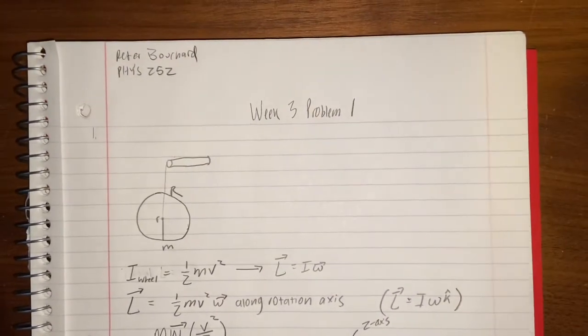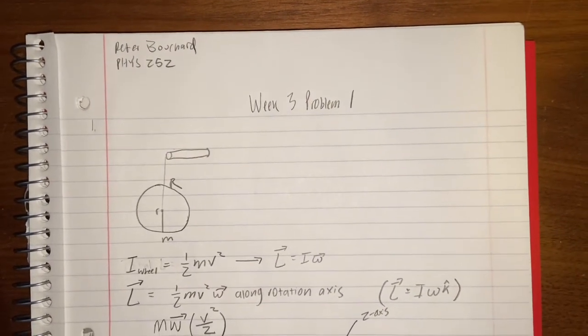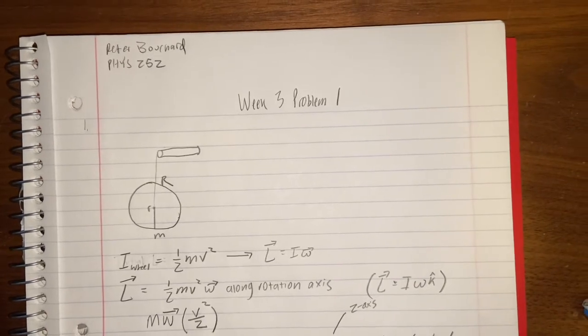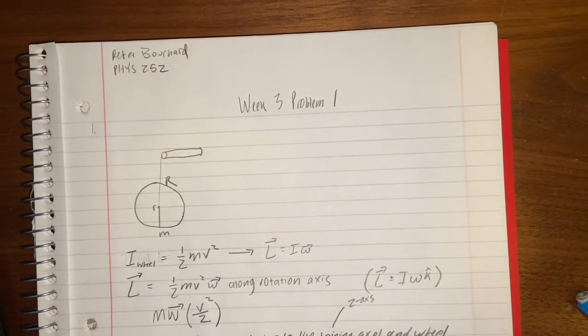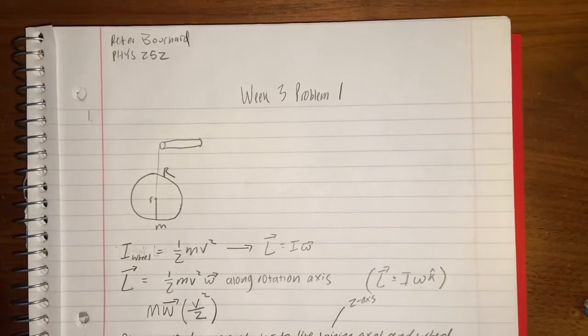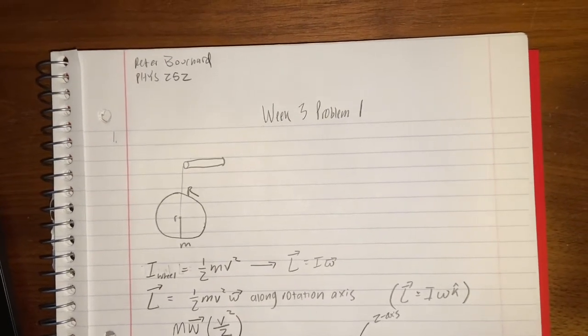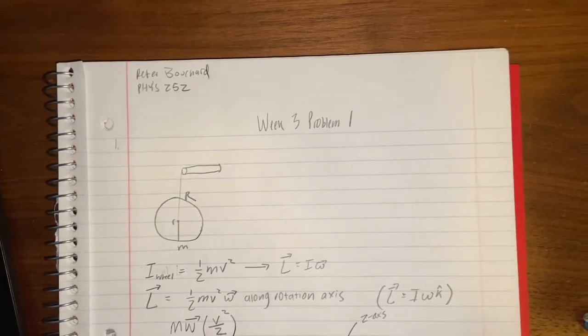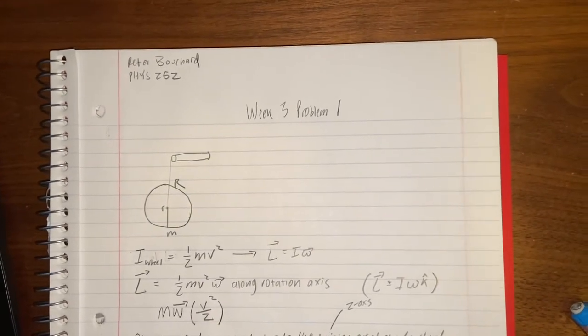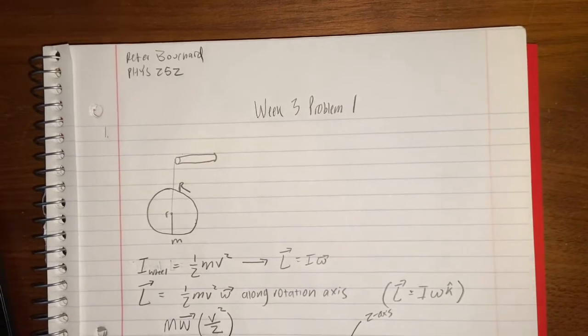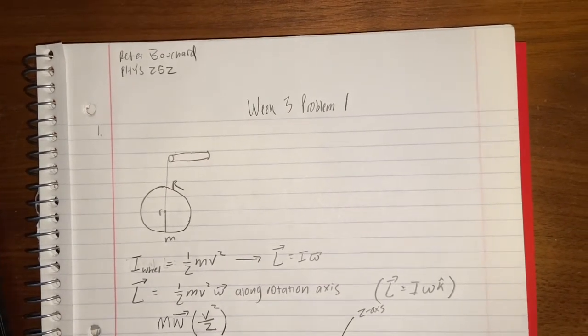Right, so this is my week 3 problem 1 video explainer. In this problem we have a bike wheel of radius small r and mass small m, and it's connected to an axle on a string or a rope, and the distance from the center of mass to the end of the axle is capital R.